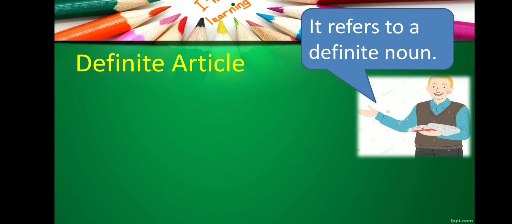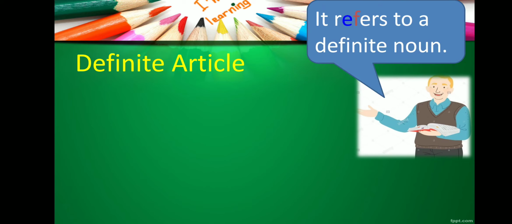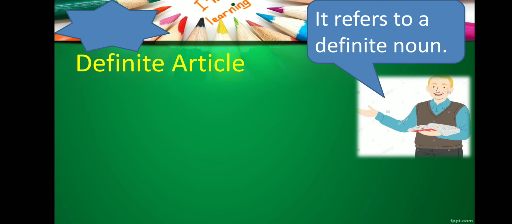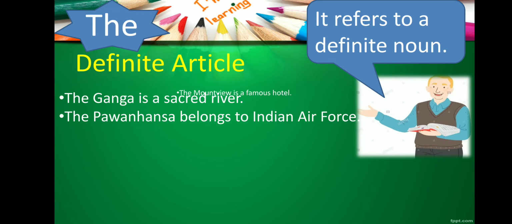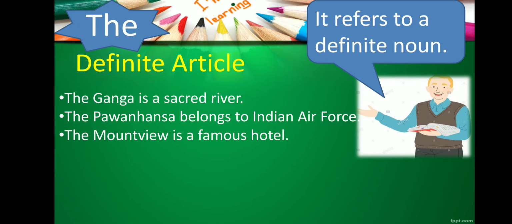Now the definite article, and it is "the". The definite article "the" refers to a definite noun. For example, the Ganga is a sacred river. The Pavan Hansa belongs to the Indian Air Force. The Mountain View is a famous hotel. The Hindu is a newspaper. Mountain View, Pavan Hansa, Ganga, all are definite nouns.